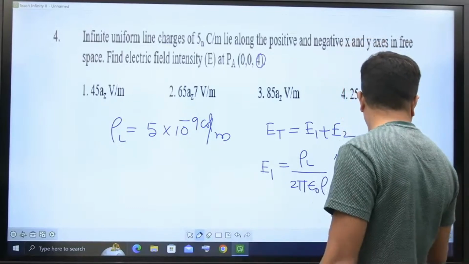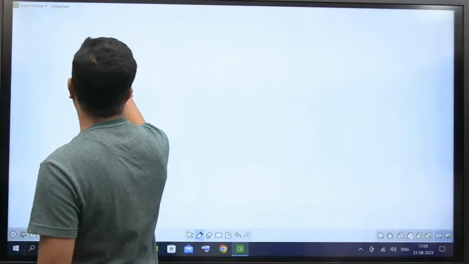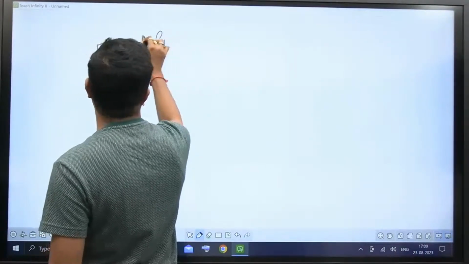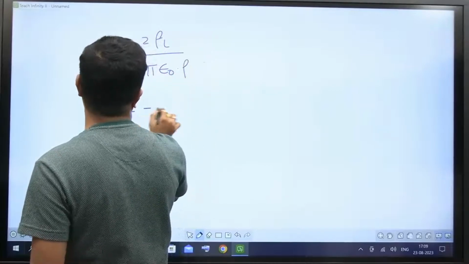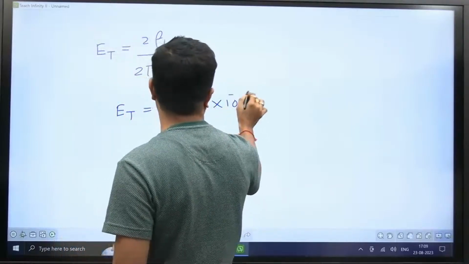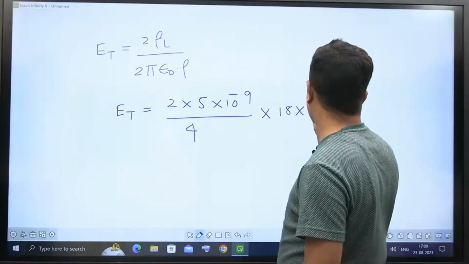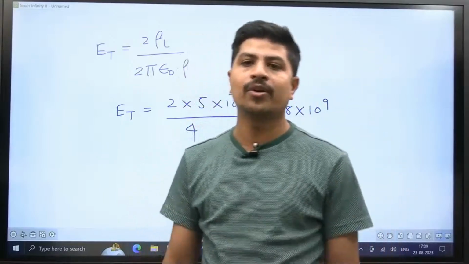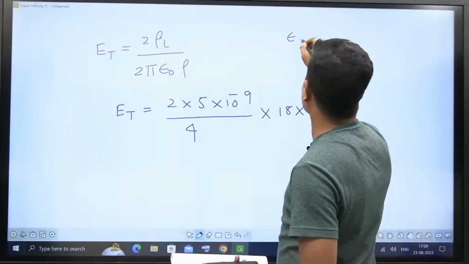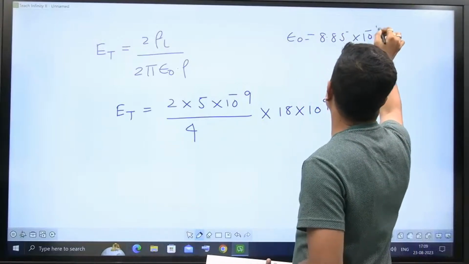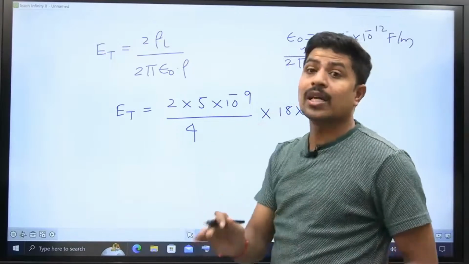Then what is the total? Let me take the total one. E total is equal to 2 into rho L by 2 pi epsilon naught into rho. Now E total is equal to 2 into 5 into 10 to the power of minus 9 by 4, since rho is 4. This 1 by 2 pi epsilon naught is simply 18 into 10 to the power of 9. We all know that epsilon naught is 8.85 into 10 to the power of minus 12, not 4, farad per meter. Then 2 pi epsilon naught, in fact 1 by 2 pi epsilon naught, you should remember, that will save your time in the examination.